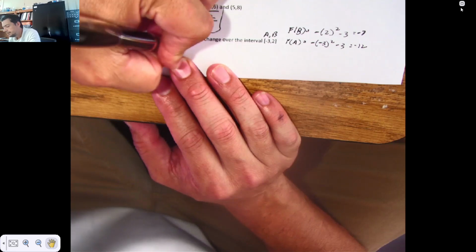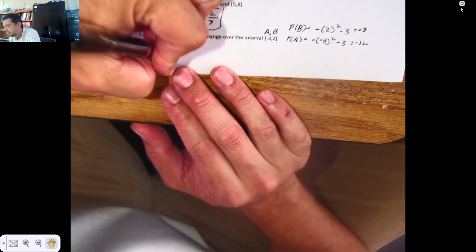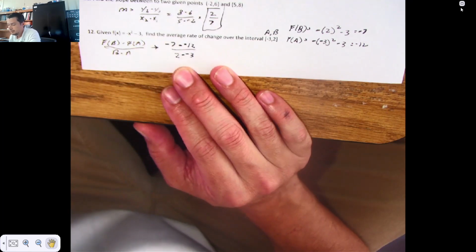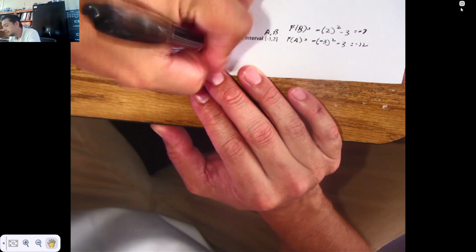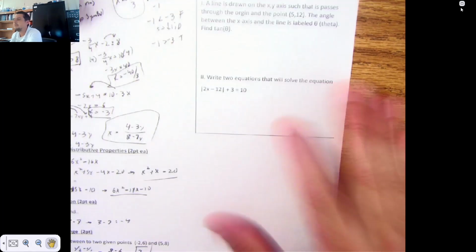So I have negative 7 minus a negative 12, and it is sitting pretty over 2 minus a negative 3. Taking away negatives is addition: negative 7 plus 12 is going to be 5. 2 take away negative 3 is also 5, and it's 1. I'm going to do the ACTs, and I'm going to stop this video so I can do the backside. Plus, I have to let my hand rest.